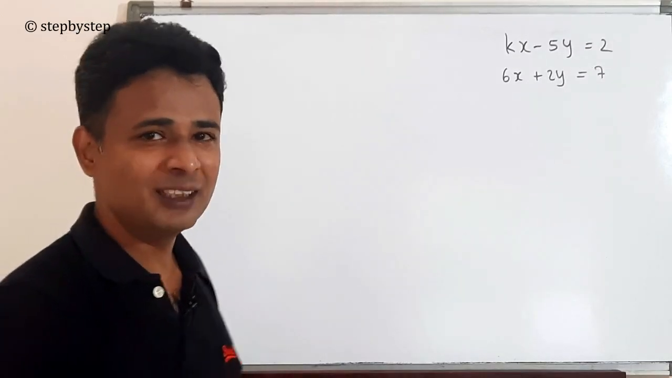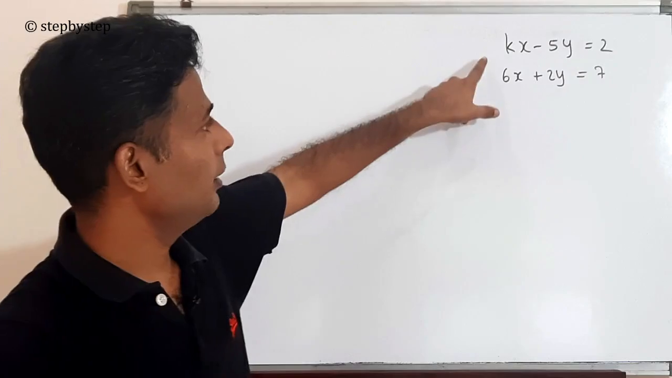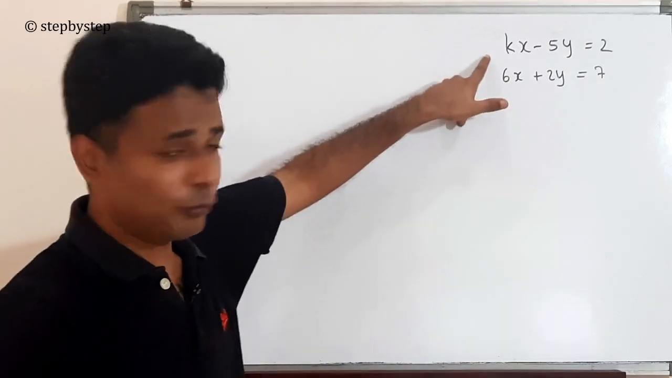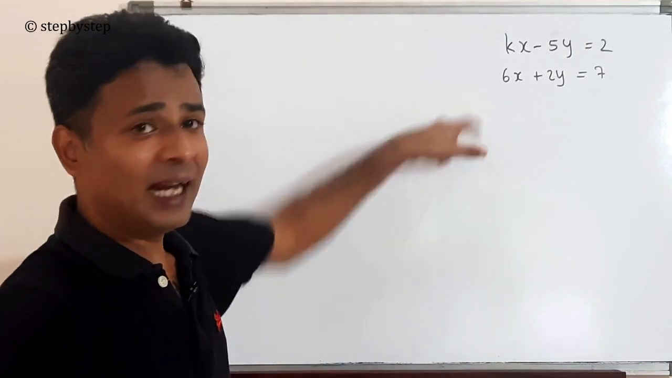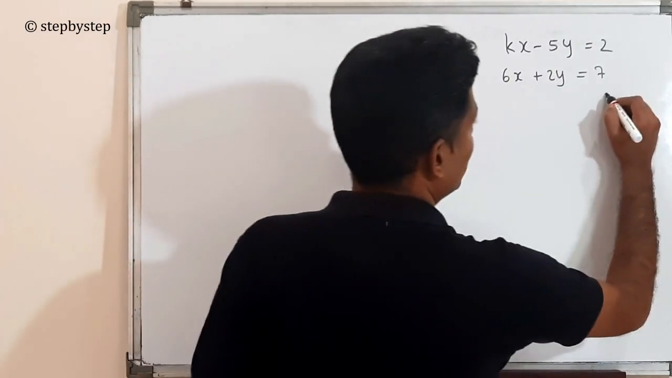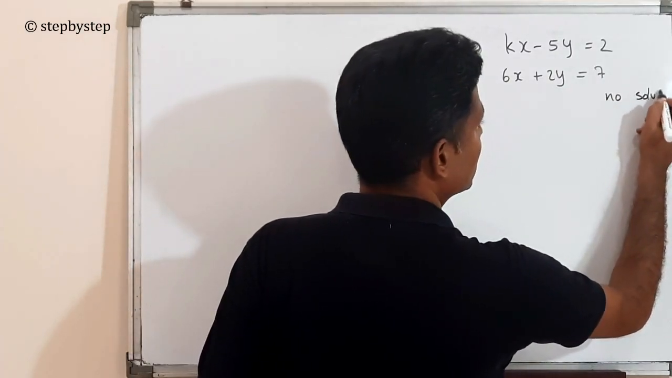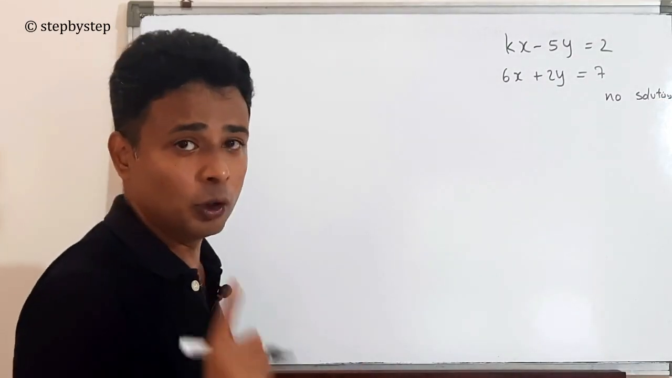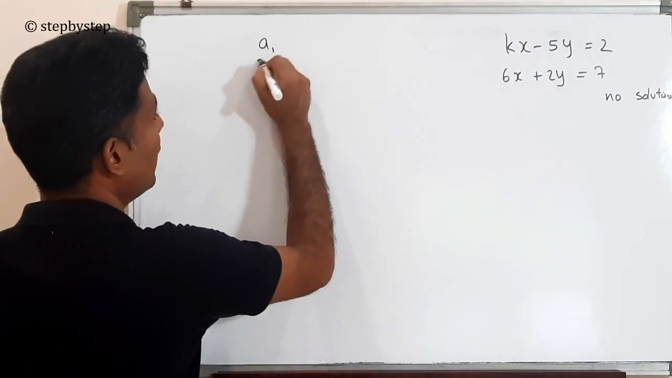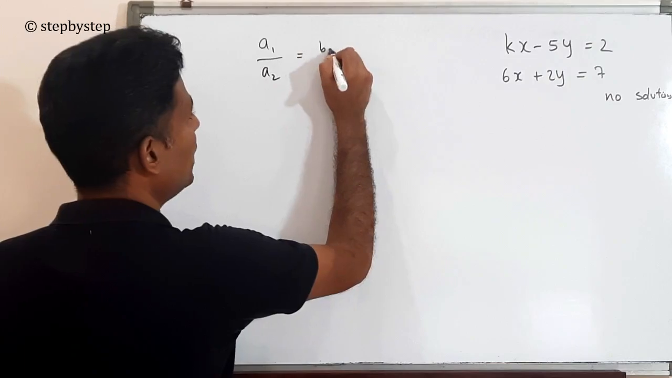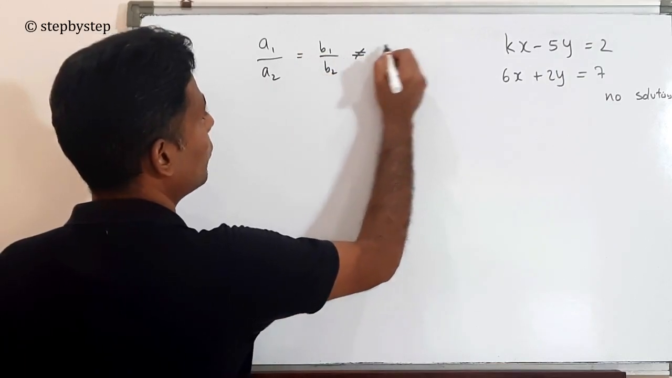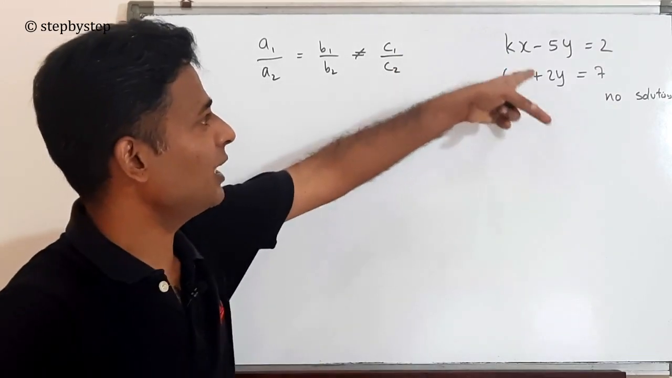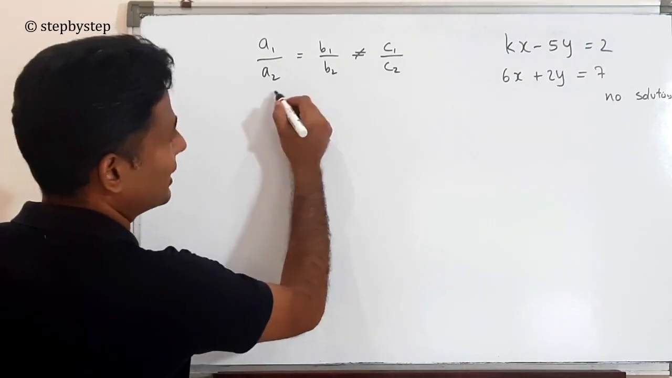Right guys, the second problem we'll solve in this module. Now they've given us a pair of linear equations and the question is find the value of K if this pair has no solutions. They have told us this has no solutions. So for no solutions, what is the condition? A1 by A2 equal to B1 by B2 not equal to C1 by C2. To find the value of K, we can use any of this. So we'll use this.